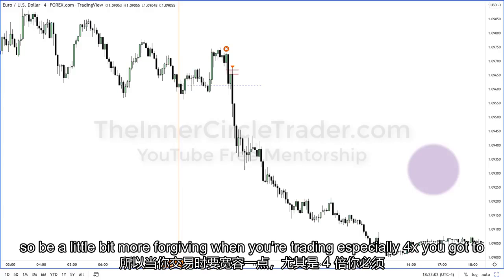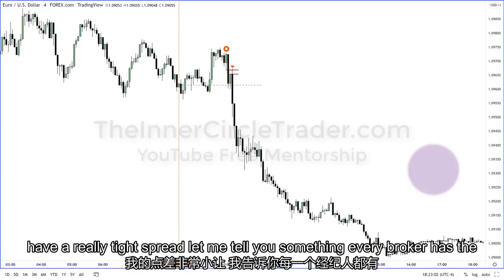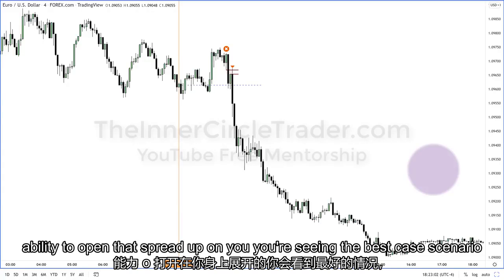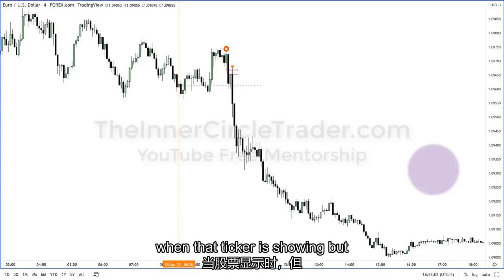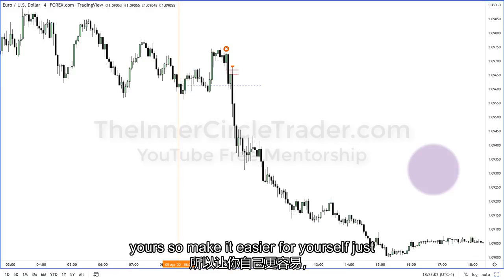So be a little bit more forgiving when you're trading, especially Forex. You've got to incorporate the spread. And I know some of you have brokers where it's like, "Oh, I have a really tight spread." Let me tell you something. Every broker has the ability to open that spread up on you. You're seeing the best case scenario when that ticker is showing. But trust me, when it's advantageous for them, they'll work it in their behalf, not yours.